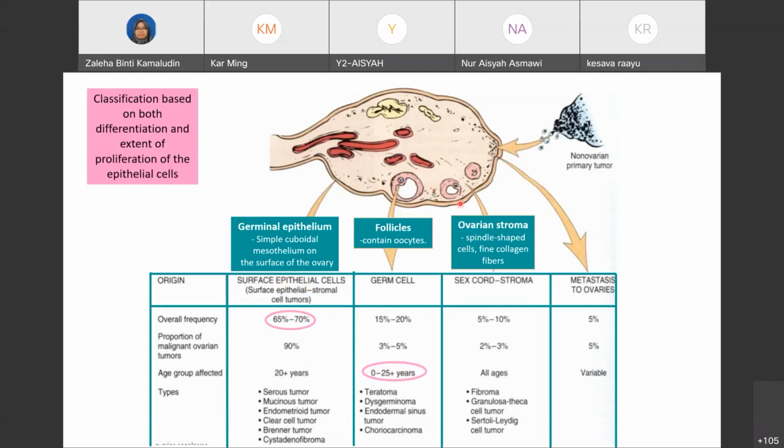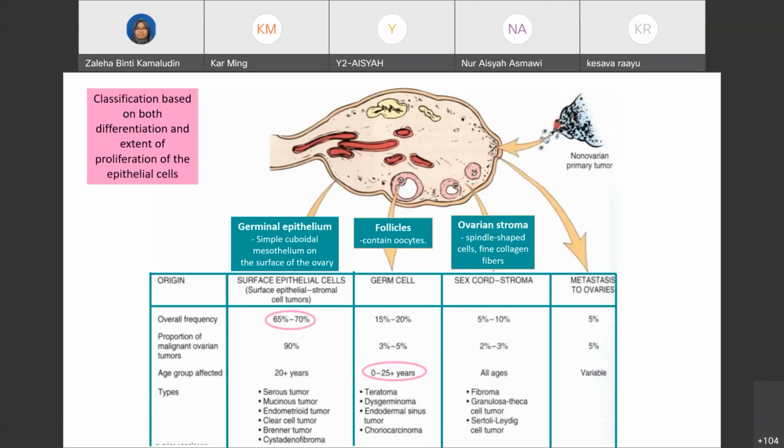And another classification of the ovarian tumor is based on the spindle-shaped cells. All right, you know that the ovary is composed of these follicle cells, the surface epithelium, and it also has its stromal component. All right, so the stromal component, if it becomes malignant, then we call it a sex cord stromal tumor. All right, and another one is actually the metastasized.